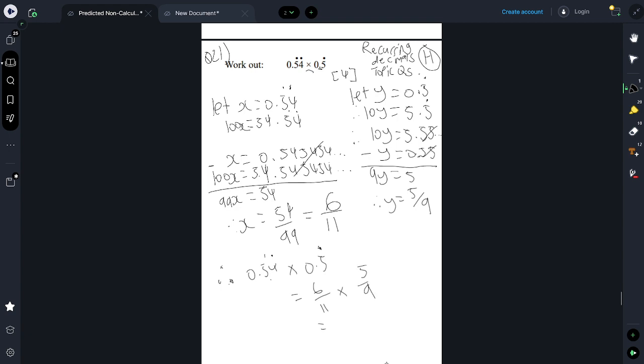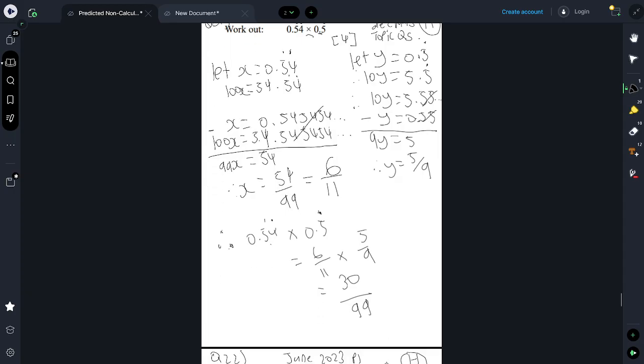And so 6 times 5 is 30, and 11 times 9 is 99. And yeah, so that's fine, actually. We've worked it out. We don't need to simplify this anymore. Does it simplify?